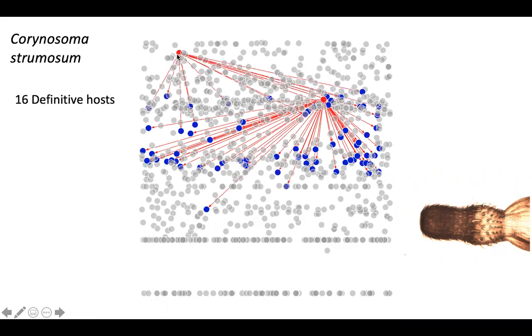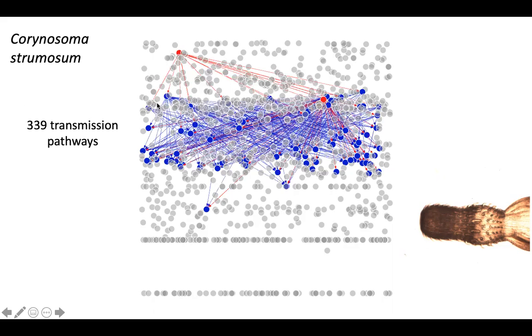The adult, although it does the best when it's in a harbor seal, can survive and reproduce in basically any warm-blooded vertebrate. So it can survive if it ends up in a seabird or another marine mammal. And there were 16 of those in the web. If we draw lines between those final hosts and the intermediate hosts, that reveals the feeding interactions between them. There are 339 potential transmission pathways for this parasite to complete that step in its life cycle.